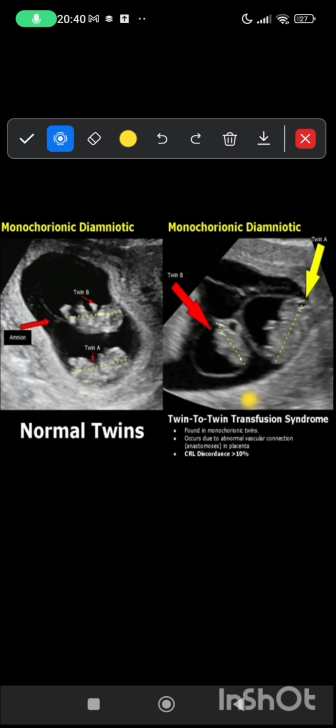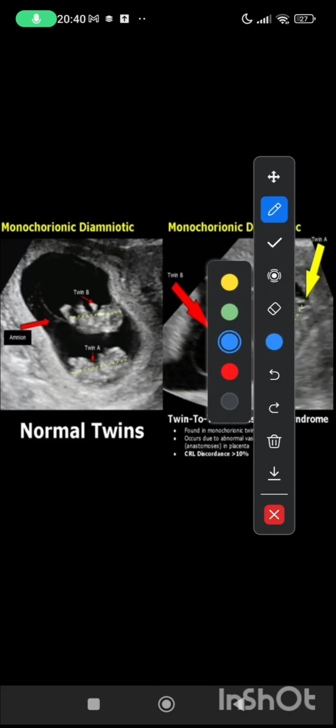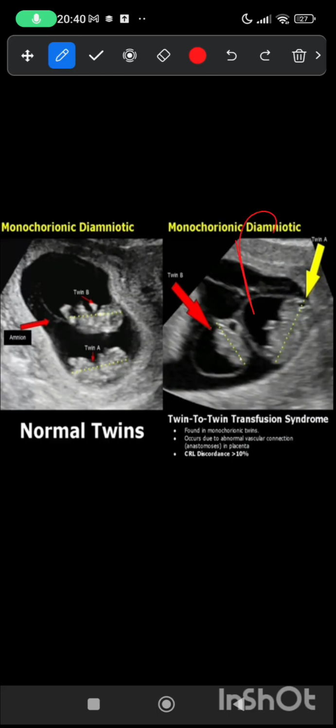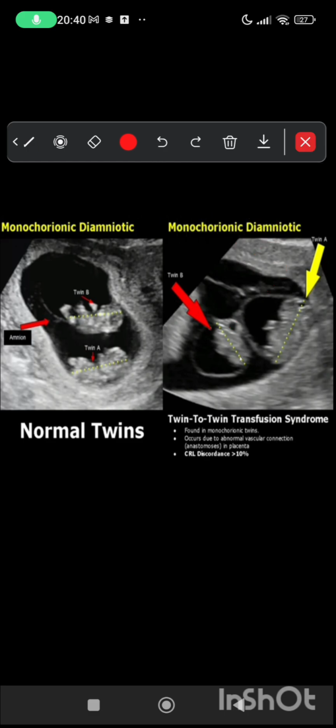And in this example, there are two images. Now, in this image, which one is the donor, A or B? B, because it is small. So, what happens with the donor?